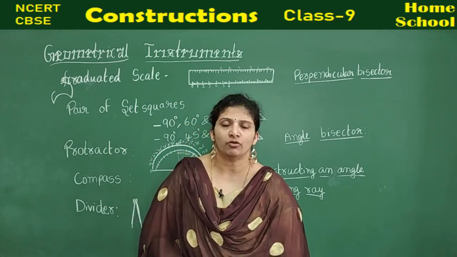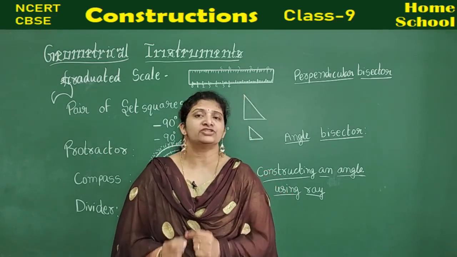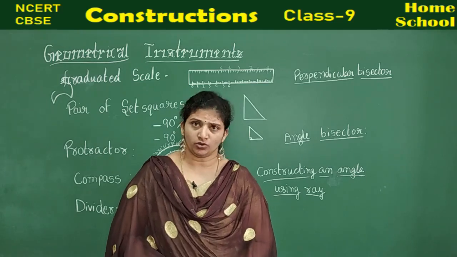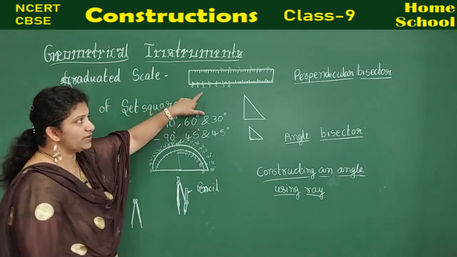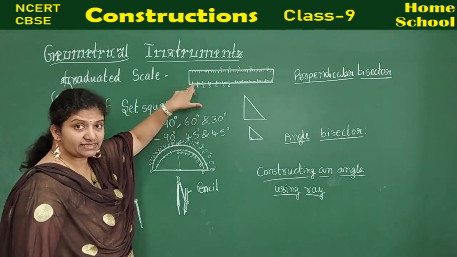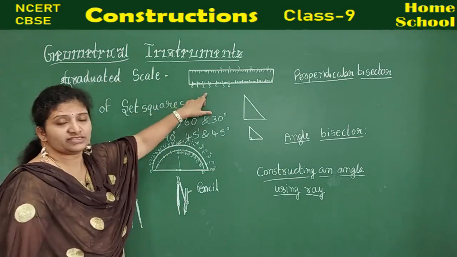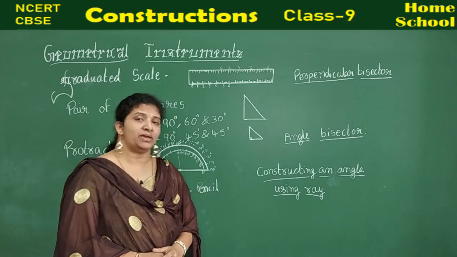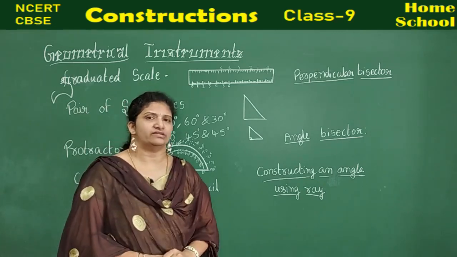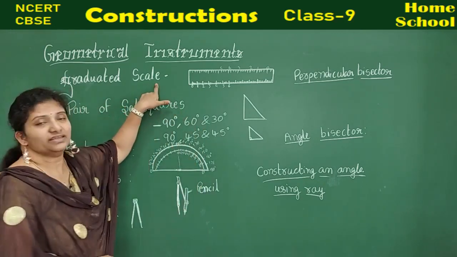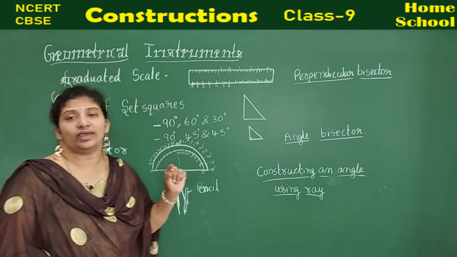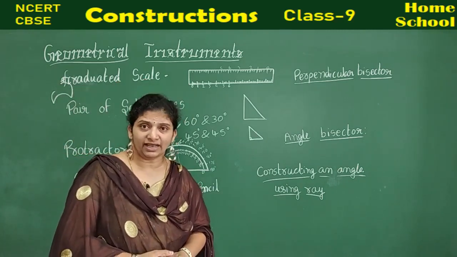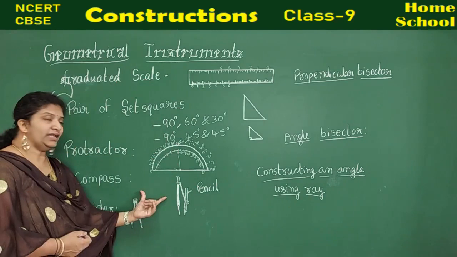In the geometrical box, we have some instruments. What are all those? You can see this one. You may call it a scale or a graduated scale. To do a construction, we mainly need two instruments. One is this graduated scale, and also we need a compass.